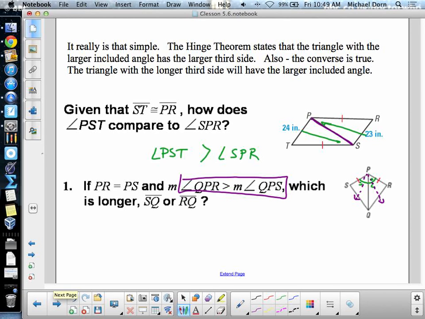So the two sides we're going to have to compare are RQ and SP. No, actually, RQ and SQ, excuse me. SQ and RQ. Which has to be greater? If this angle is larger, RQ must be the longer side. That's all there is to it. Hinge theorem. Pardon? No, actually, because we're comparing the lengths of the segments, I don't need the segment symbols.